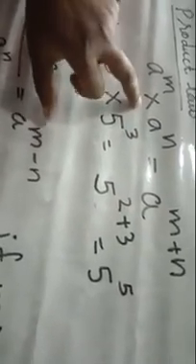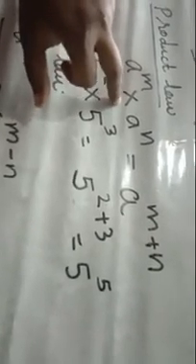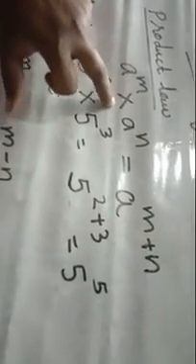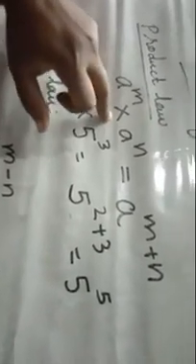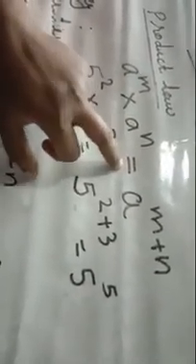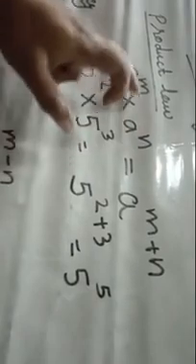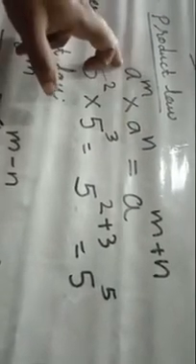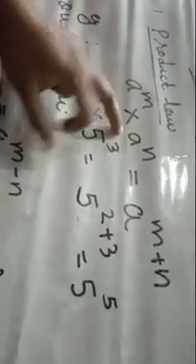Suppose the bases are the same. Then how to multiply two exponential expressions with the same base? a raised to m into a raised to n is equal to a raised to m plus n. Just add the powers. Here a, here also a. That means the bases are the same, so you just add the powers, that is m plus n.